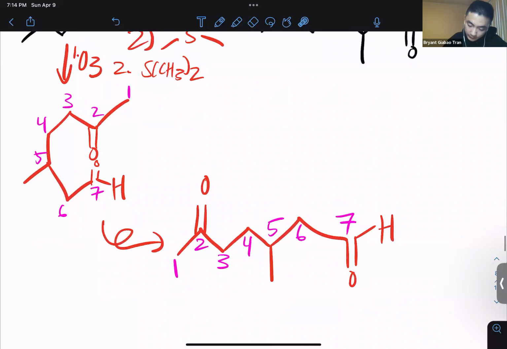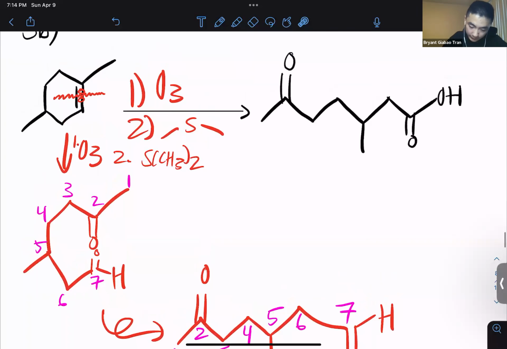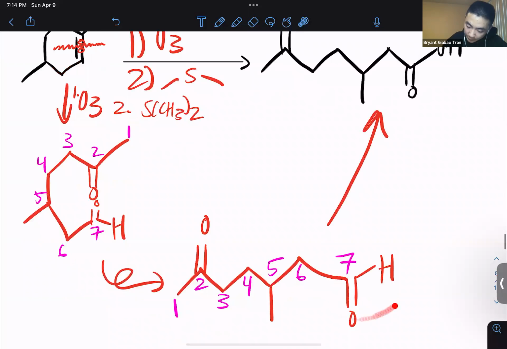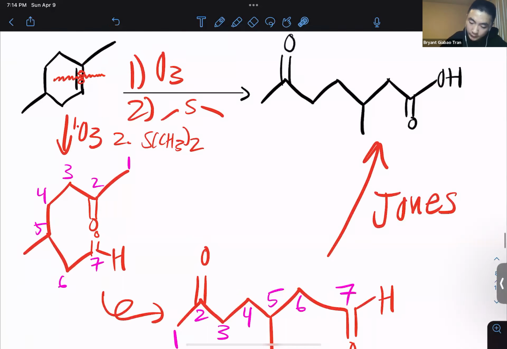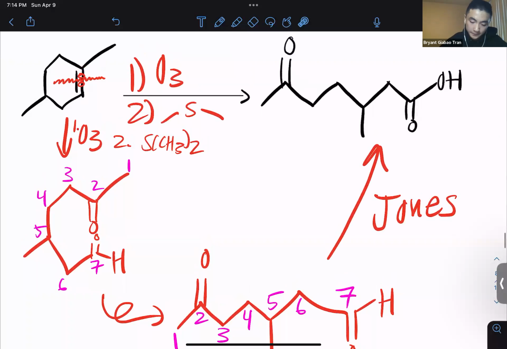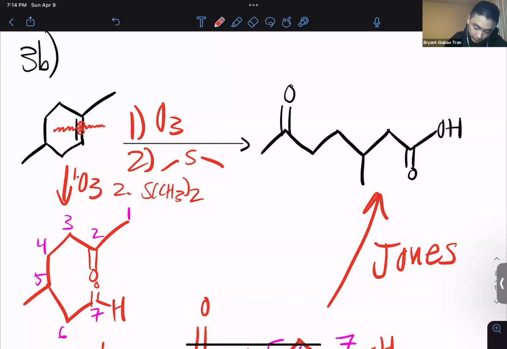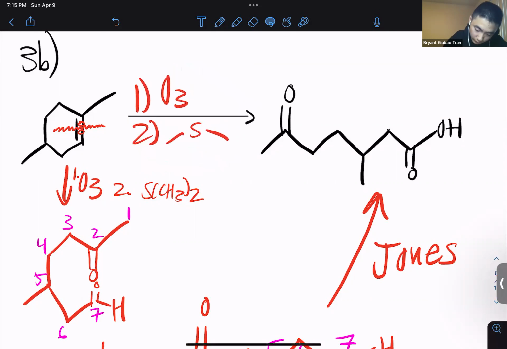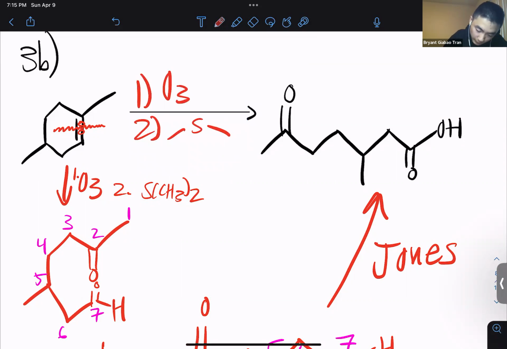So then we see here that our very last step here, that what we need to do is to oxidize this aldehyde into the carboxylic acid using an oxidizing agent, strong oxidizing agent, Jones, which will strongly oxidize this aldehyde into the carboxylic acid. So the third step here would be Jones.